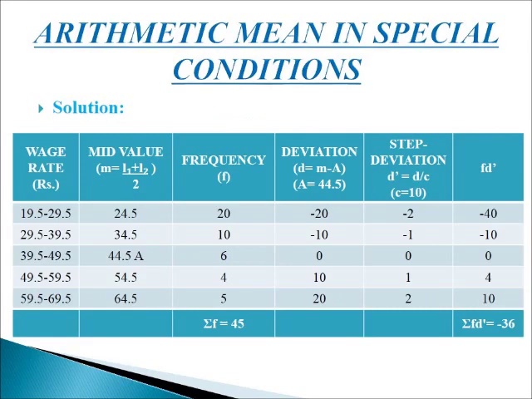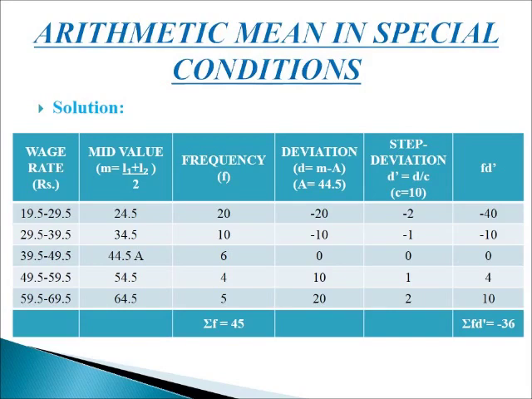Calculation of arithmetic mean of inclusive series is done after converting it into exclusive series. First, we will make a table of 6 columns. In the first column, we will write wage rate, which is in exclusive series, that is 19.5 to 29.5, 29.5 to 39.5, and so on. In the second column, we will calculate mid values by adding lower class interval plus upper class interval divided by 2, which is 24.5, 34.5, and so on.